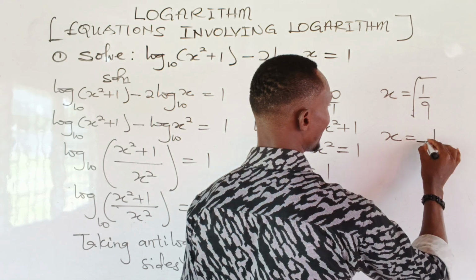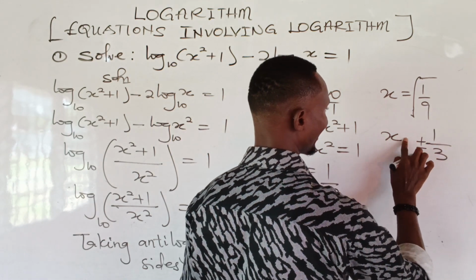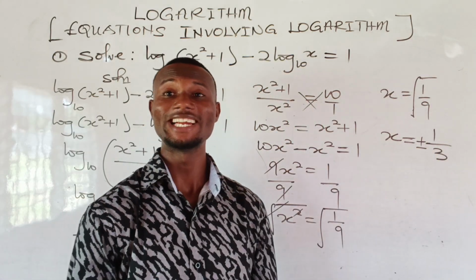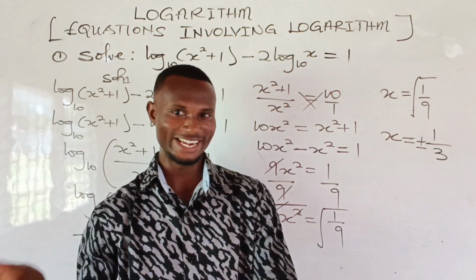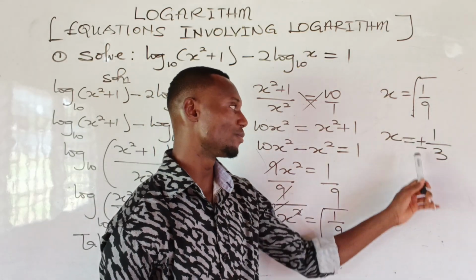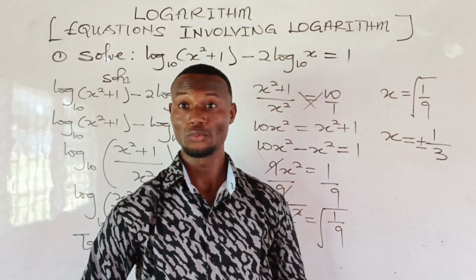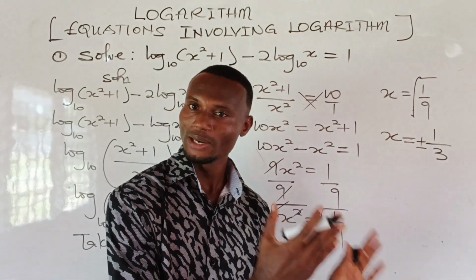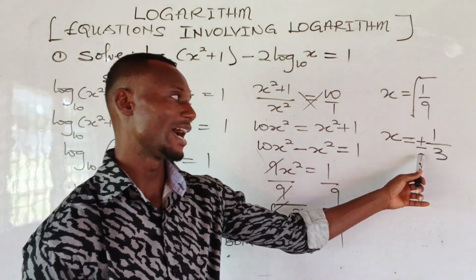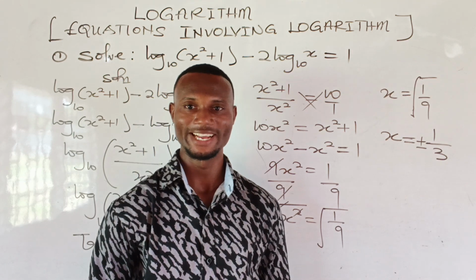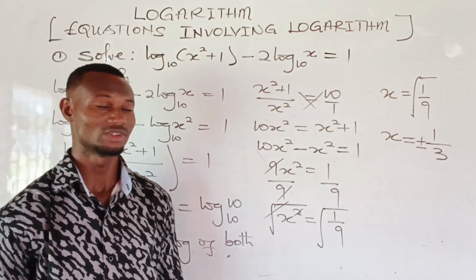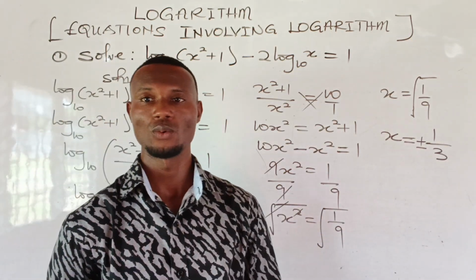Now it's going to be plus or minus 1 over 3, okay, because you know that when you take the square root of any number, you get a positive and negative value at the same time. So square root of 1 over 9 is going to be plus or minus 1 over 3, which means s equals to positive 1 over 3 or negative 1 over 3. So that's why I have plus or minus 1 over 3 there. So this is the solution to the equation that I have on the board. So the value of s is plus or minus 1 over 3.